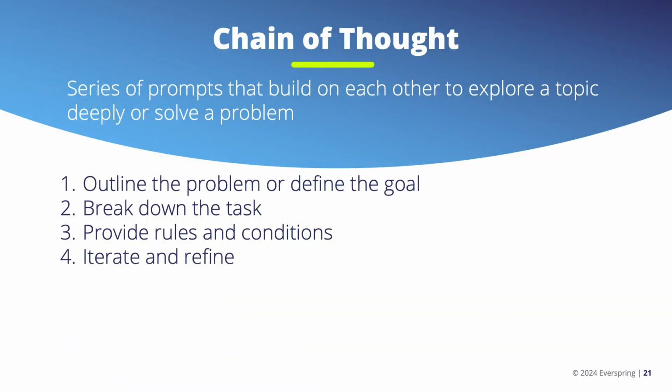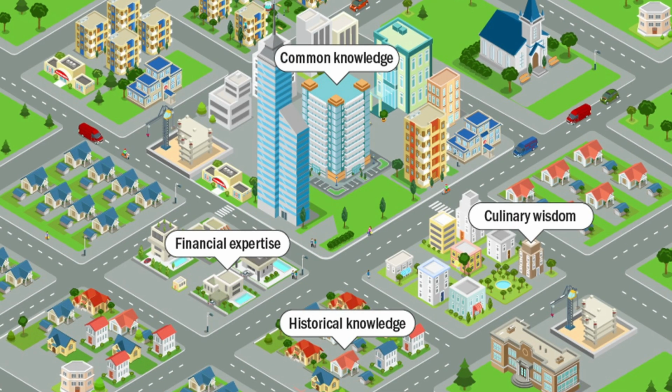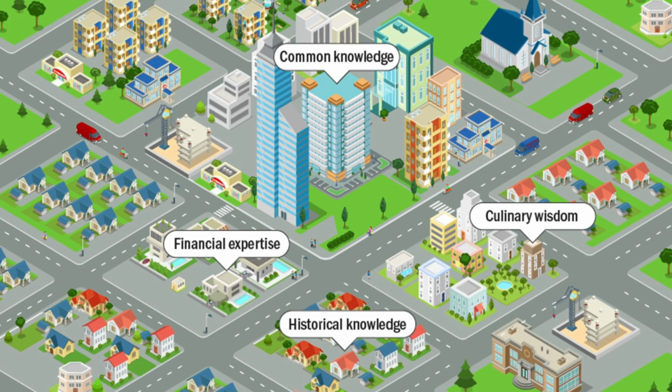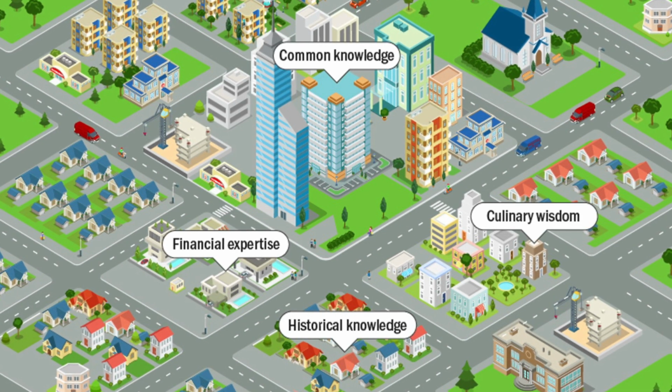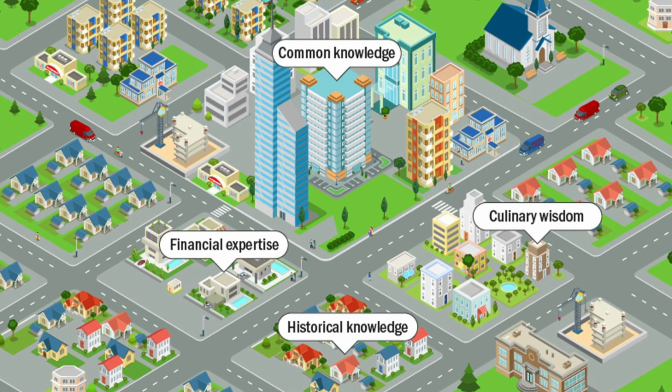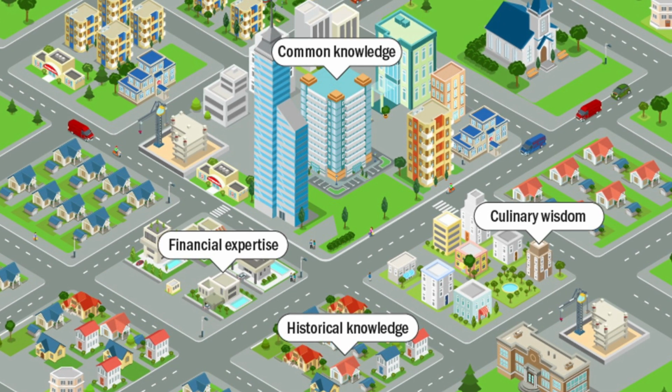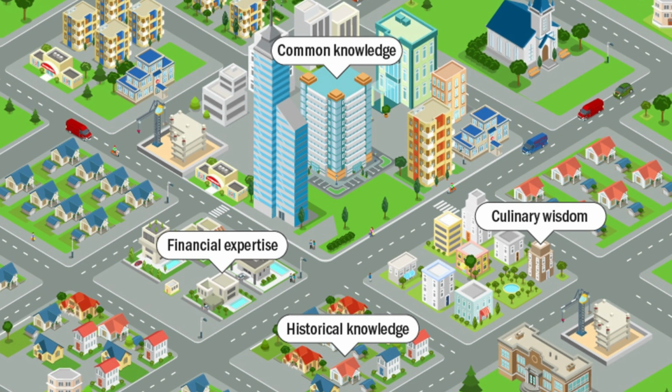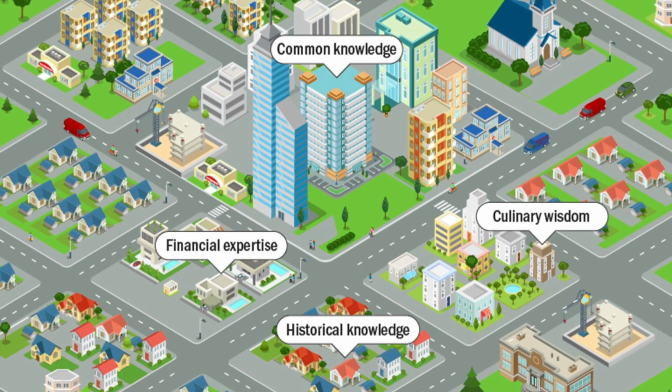This technique is called chain of thought prompting. This method is not just about asking AI questions. It's about guiding AI through a structured series of prompts that build on each other to produce more accurate, reasoned, and reliable outputs. Going back to our city analogy, think of the chain of thought as creating a detailed map that directs the AI through the city's neighborhoods, ensuring it follows a specific route to reach the intended destination, rather than wandering aimlessly or sticking to the go-to city center.